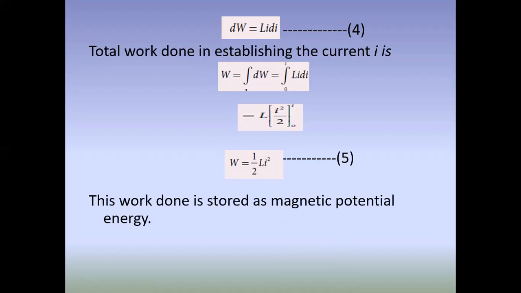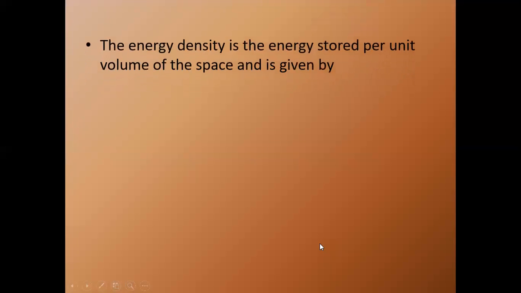Now the work done is stored as magnetic potential energy. The magnetic potential energy is given by epsilon B, which is equal to half Li square. So the work done is converted into energy: epsilon B is equal to half Li square. This is equation number 6.